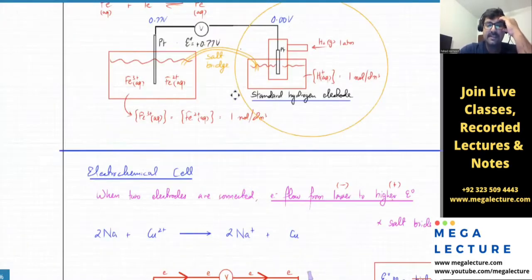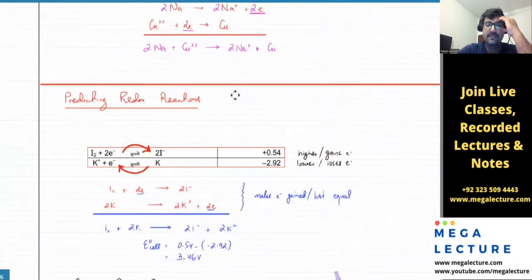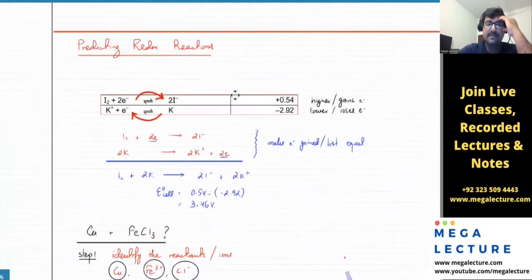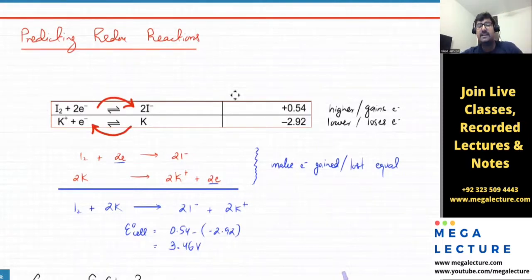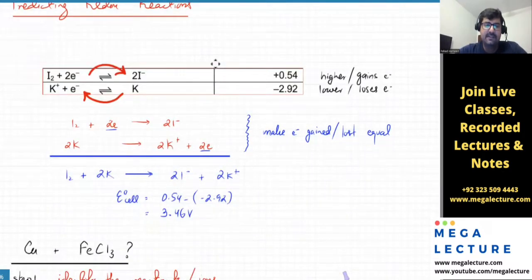We did electrochemical cells. We learned how to draw them. This was one example that we did. By using electrode potentials, you can predict what reaction is going to happen. For example, if I put these two electrodes together, iodine electrode next to potassium, the higher one gains electrons. So this 0.54 over here will gain electrons, and the lower one likes to lose electrons. So potassium is the one that's going to lose electrons, so it's going to go in the backward direction.